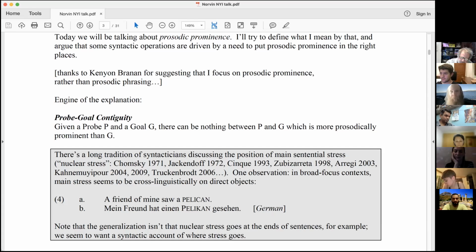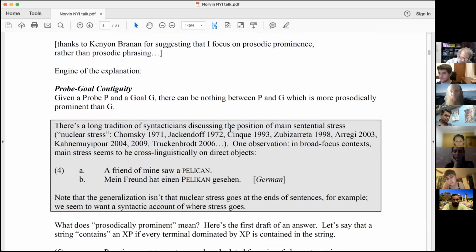The engine of the explanation is this notion, what's called probe goal contiguity. And it goes like this. If you have a probe P and a goal G, you can't have anything between P and G which is more prosodically prominent than G. G, remember, is the goal. So if you have P and G, in whichever order they're in, there can't be anything between them that's more prosodically prominent than the goal. As I said, I'm going to tell you how you find out what's more prosodically prominent than what, but that's going to be the engine of the explanation for a variety of syntactic facts.